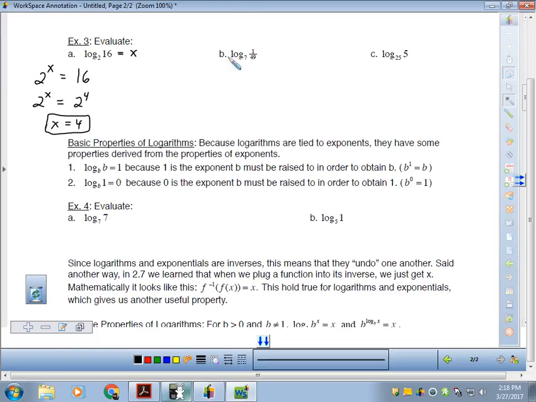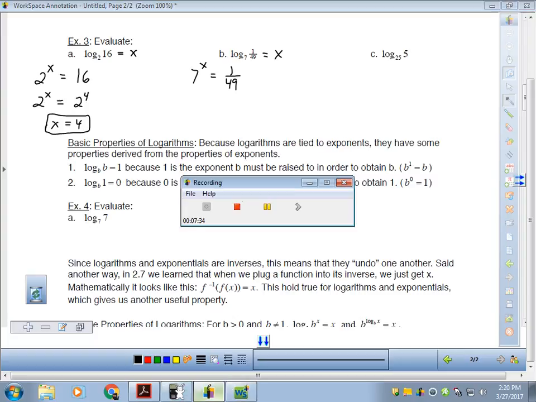Alright, same kind of thing with letter b here. We have log base 7 of 1 over 49. I don't know what that equals, so I'm just going to say it equals x. And now that we have it written as an equation, we can convert it into an exponential. Our base is 7. Our exponent is x. And it equals 1 over 49.